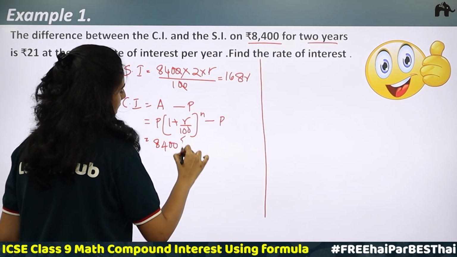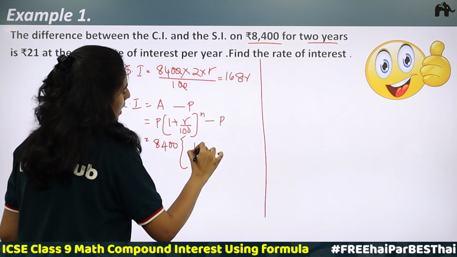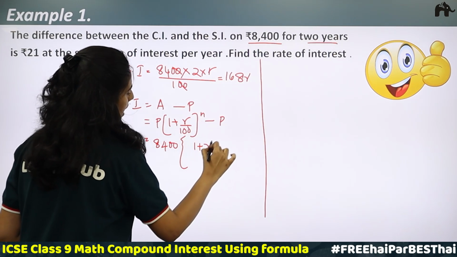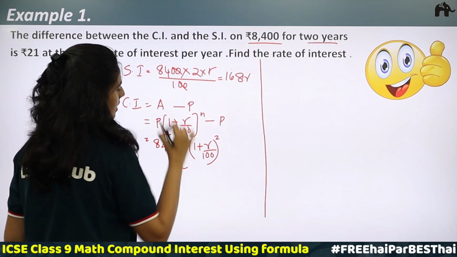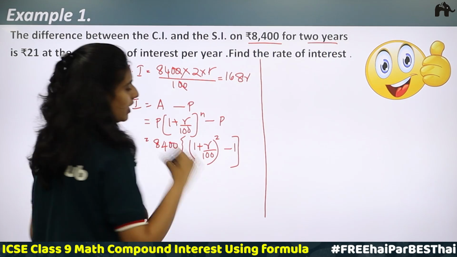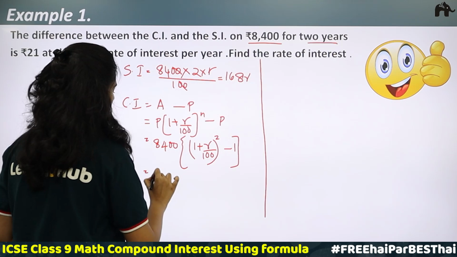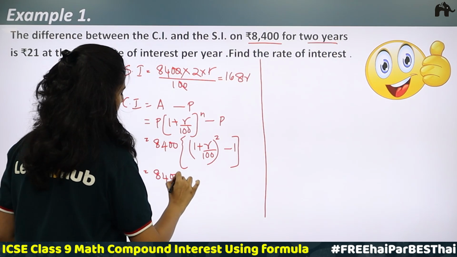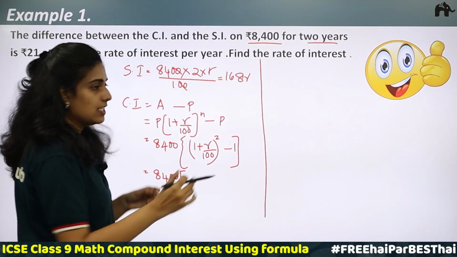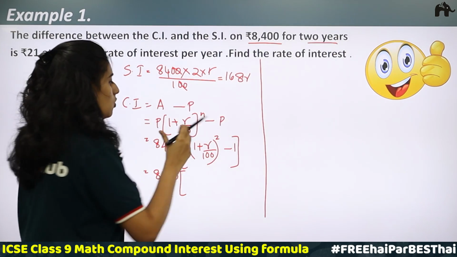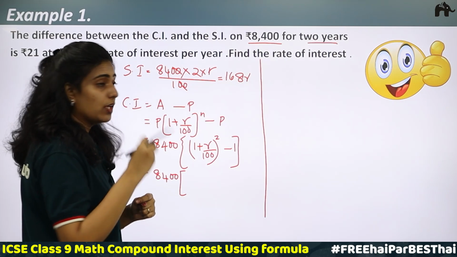8,400, we'll take it common. (1 plus R divided by 100) whole square minus 1 equal to 8,400 into (1 plus R by 100) whole square, that is A plus B whole square form. What is A plus B whole square? A square plus 2AB plus B square.